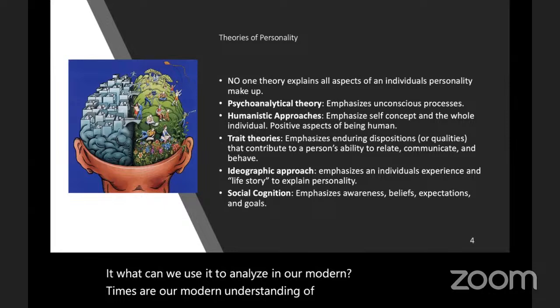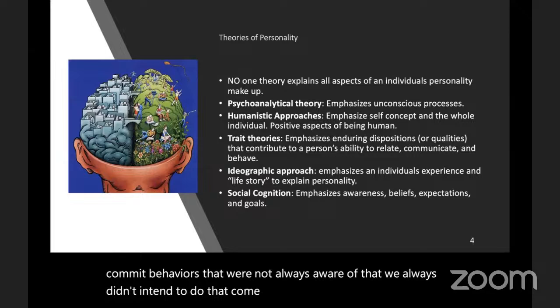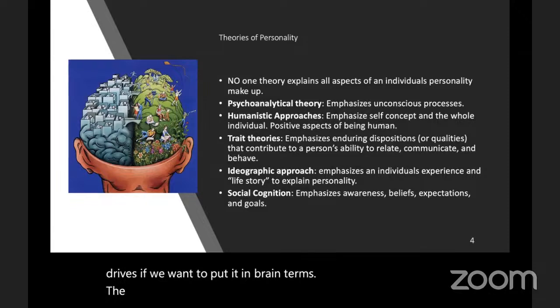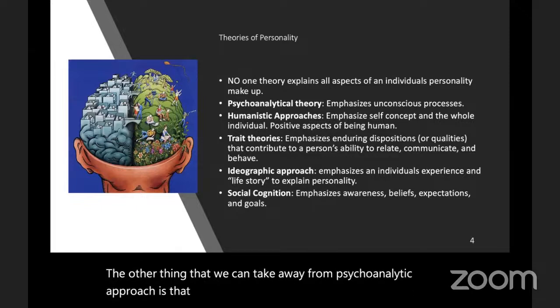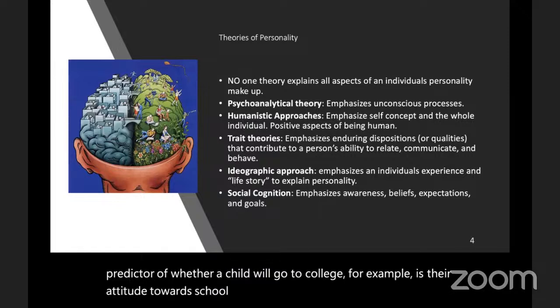What can we use it to analyze in our modern understanding of personalities? Yes, we do commit behaviors that we're not always aware of, that we didn't always intend to do, that come from unconscious limbic system drives, if we want to put it in brain terms. The other thing that we can take away from the psychoanalytic approach is that early childhood does matter. In fact, the biggest predictor of whether a child will go to college, for example, is their attitude towards school at the age of 5.